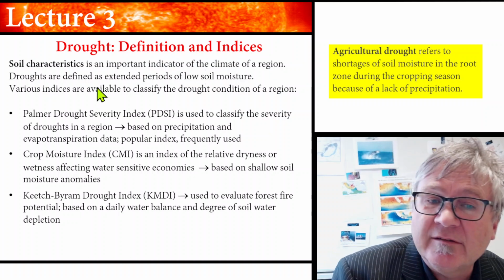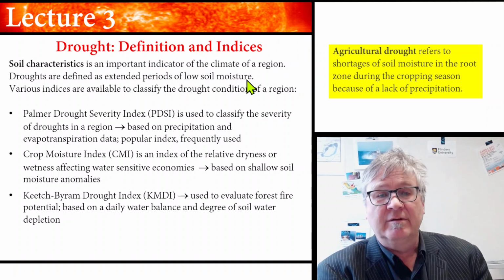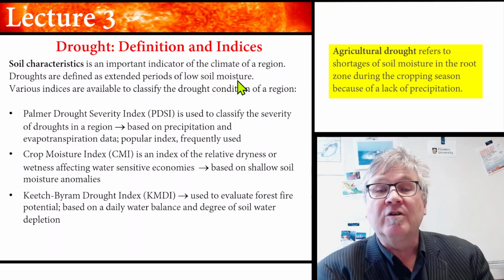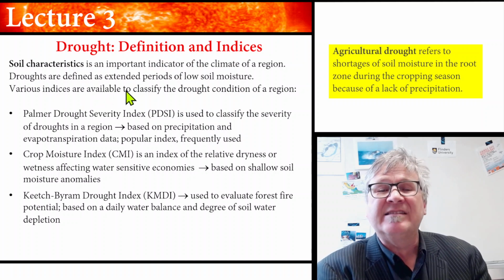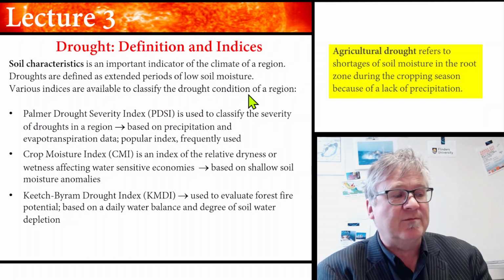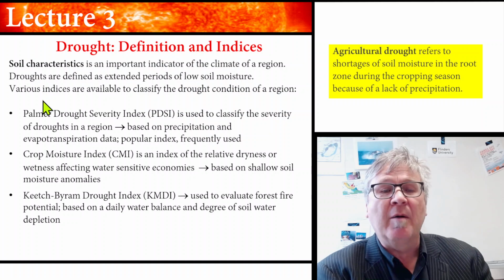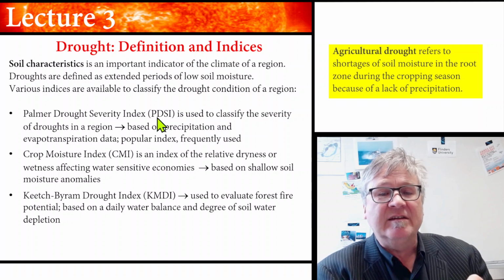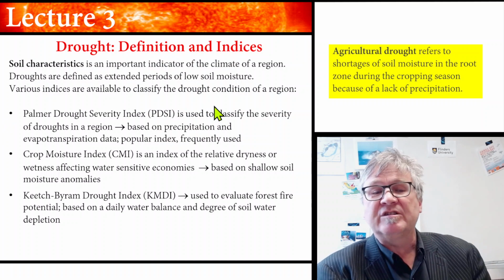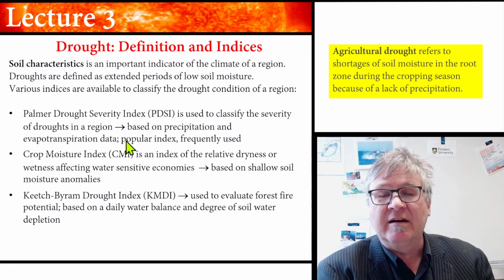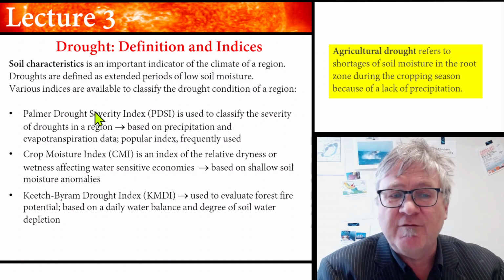Droughts are defined as extended periods of low soil moisture content, and various indices are available to classify the drought condition of a region. The most popular index is the Palmer Drought Severity Index, PDSI. Okay, and it's based on precipitation and evapotranspiration data. And it's similar to what we've just discussed before.